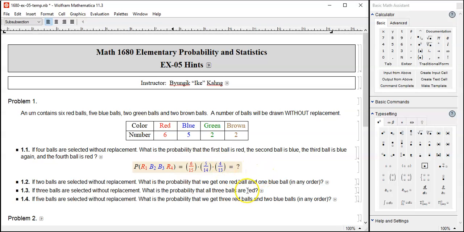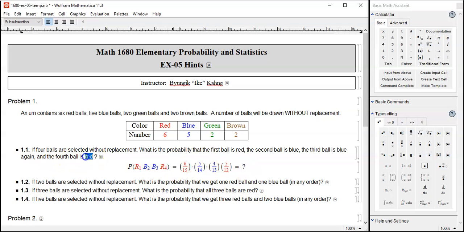And then what do I have to multiply here? It used to be 6 red balls. One was selected in my first draw, so there are only 5 red balls to choose from. And then the total balls are now 12, and that's going to be my probability.